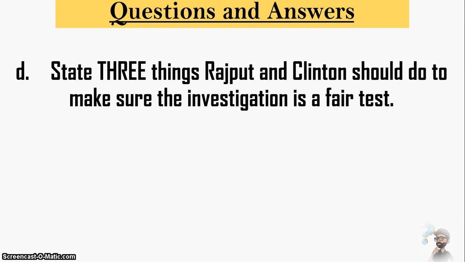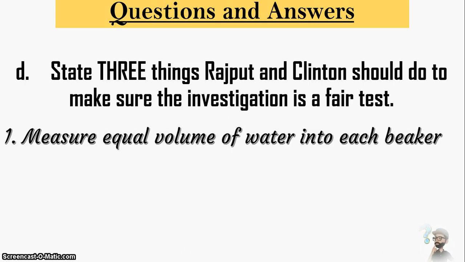The other conditions are kept constant, the same for all other setups. Like in this case, we are actually changing the rate at which we stir. In beaker A, we don't stir. In beaker B, we stir slowly. Beaker C, we stir quickly. So what do you think we must do to all in order to ensure that our investigation is fair? One, you should measure equal volume of water into each beaker.